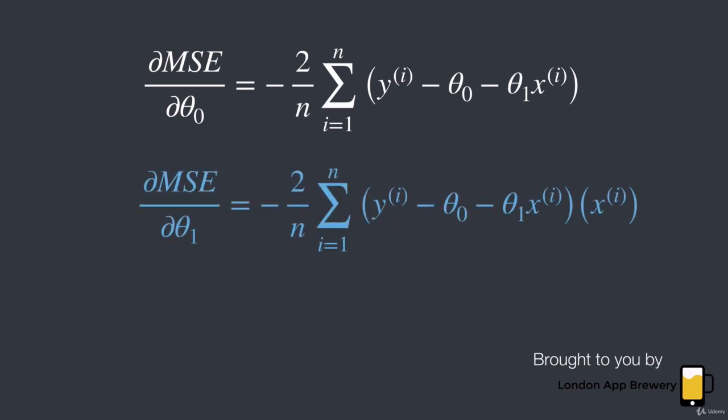The equation that you get at the end, when you go through all the steps and simplify it, will look something like this. It'll be very similar to the partial derivative with respect to theta 0, except that you're multiplying the entire thing by the x values at the end of the sum. And with these two equations in front of us, we can now add them to Jupyter Notebook.